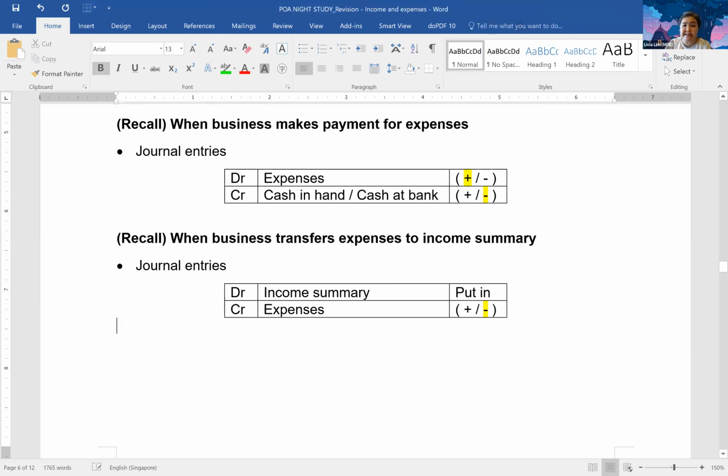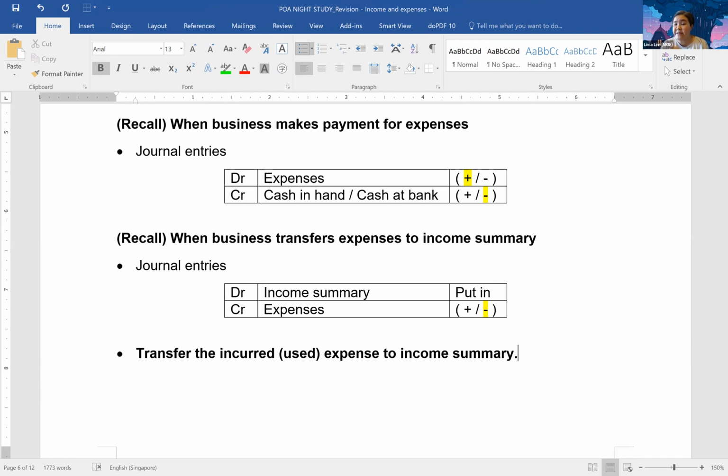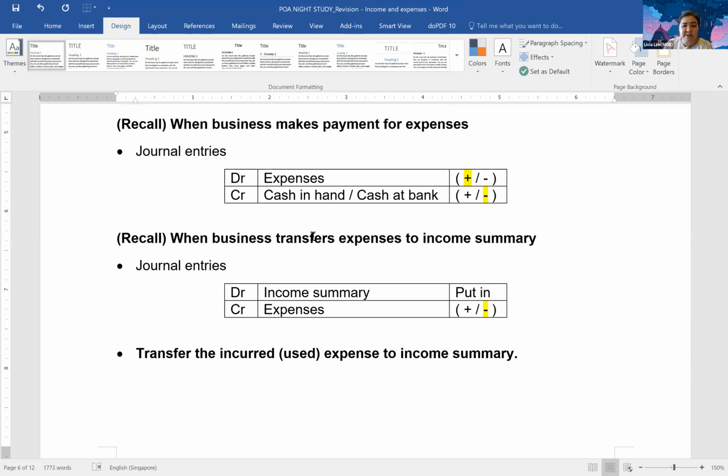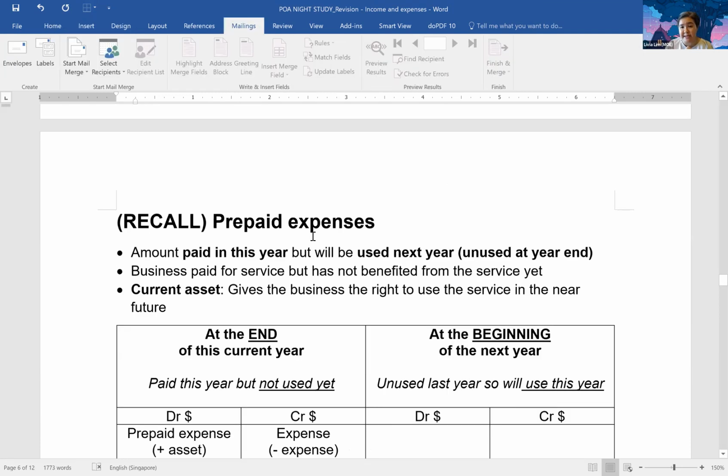Now, a few reminders. When you record your expenses, you only transfer the incurred or the used expense to income summary. If you never use it or you never incur it, you don't transfer it. All right, so let's continue on to look at prepaid expenses.